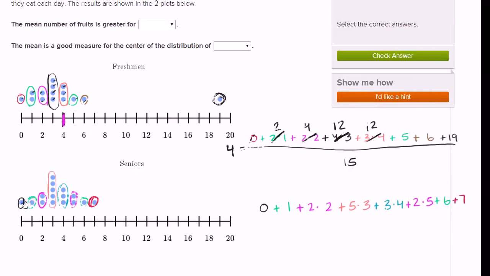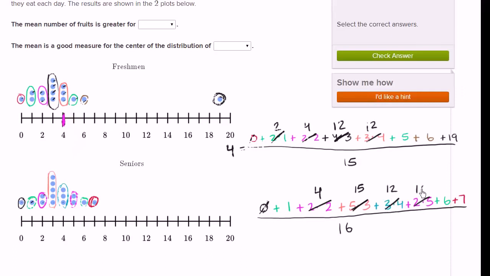Well, we have 1, 2, 3, 4, 5, 6, 7, 8, 9, 10, 11, 12, 13, 14, 15, 16 data points. So we're going to divide this by 16. So what is this going to be? This is just 0. That's 0. This is 4. This is 15. This is 12.